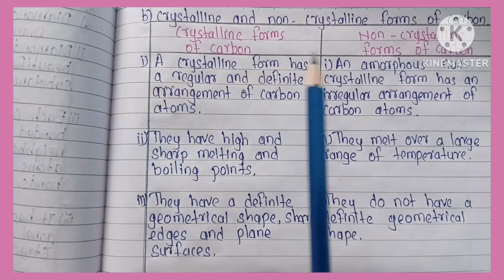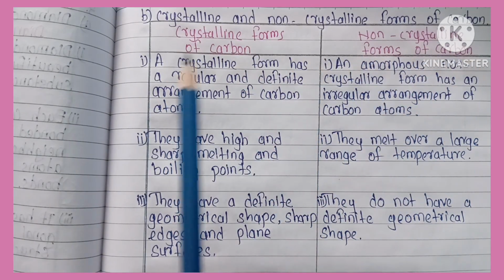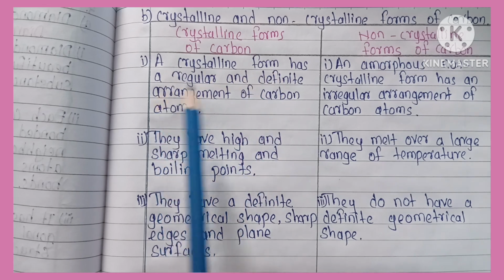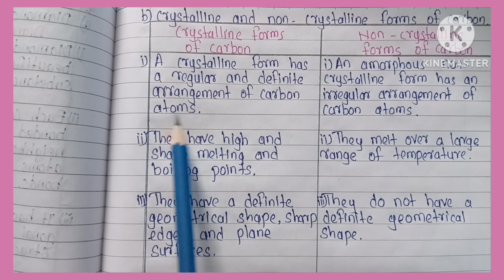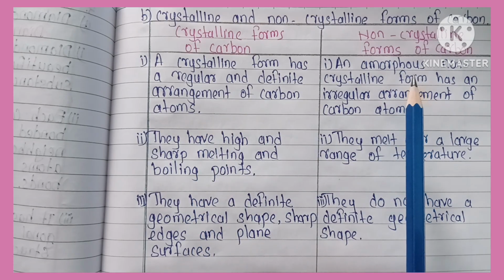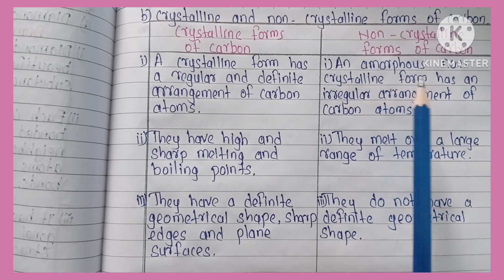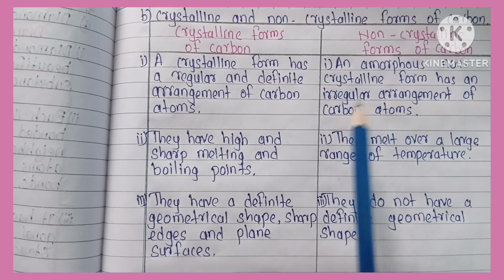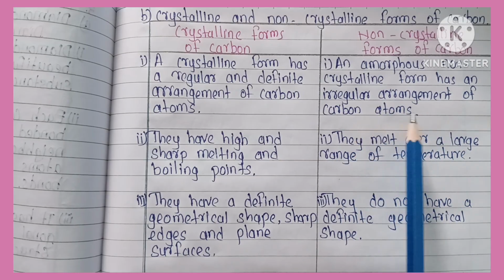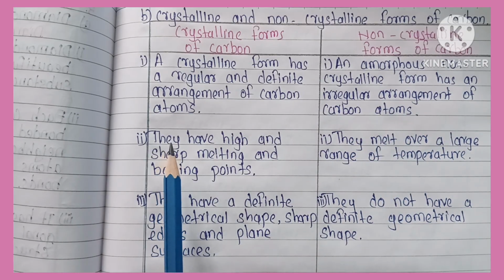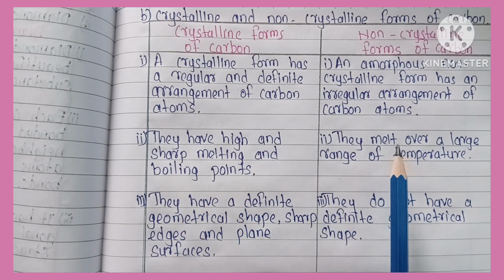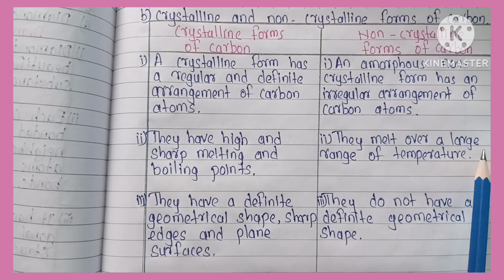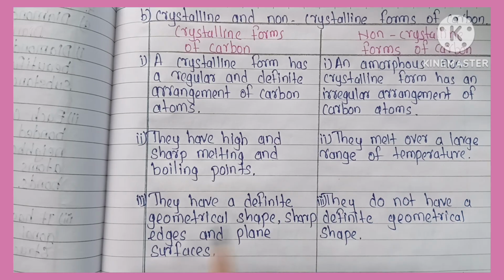Next, crystalline and non-crystalline forms of carbon. Crystalline forms of carbon. A crystalline form has a regular and definite arrangement of carbon atoms. Non-crystalline forms of carbon. An amorphous non-crystalline form has an irregular arrangement of carbon atoms. Crystalline forms of carbon, they have high and sharp melting and boiling points. Non-crystalline forms of carbon, they melt over a large range of temperature.